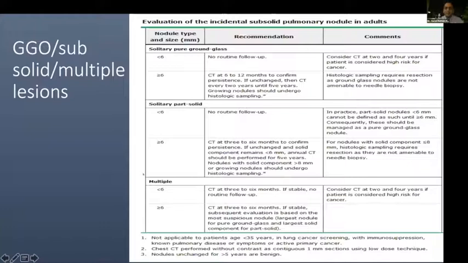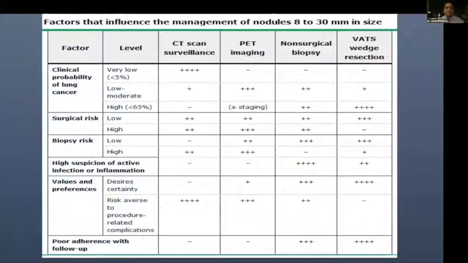For multiple, it's the same concept again. I generally will focus on the largest lesion and follow up that lesion. So once the lesion becomes large, more than 8 mm, this kind of opens our eyes straight up and we say something needs to be done.